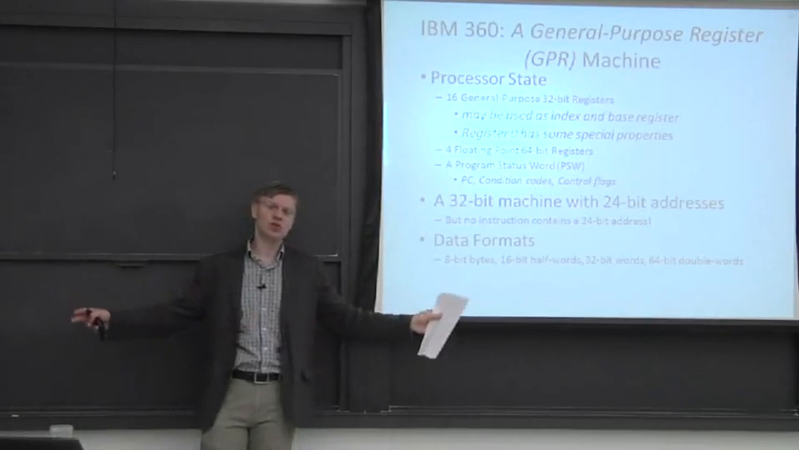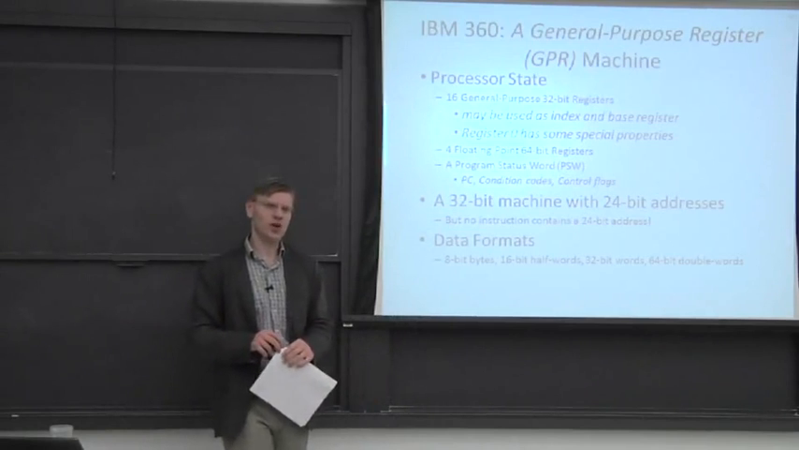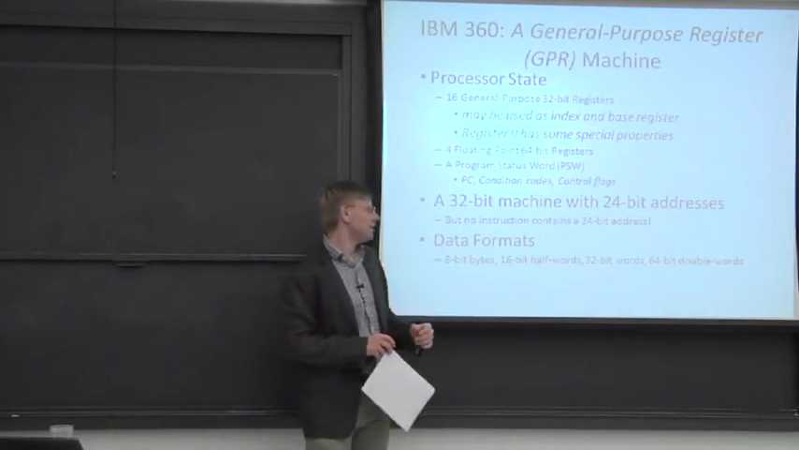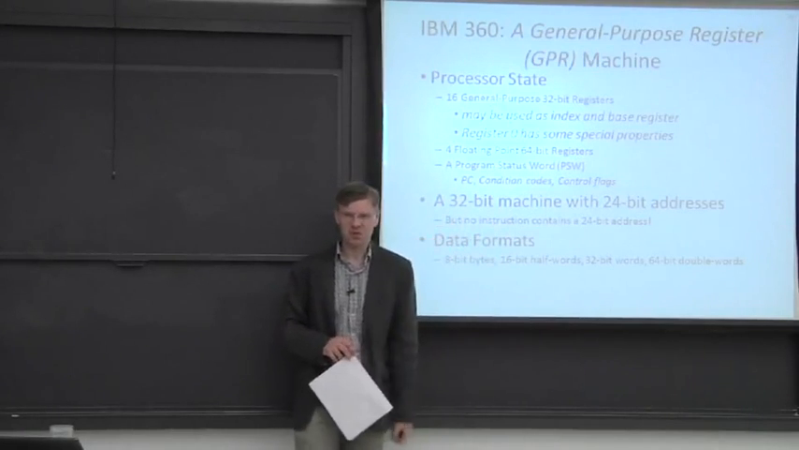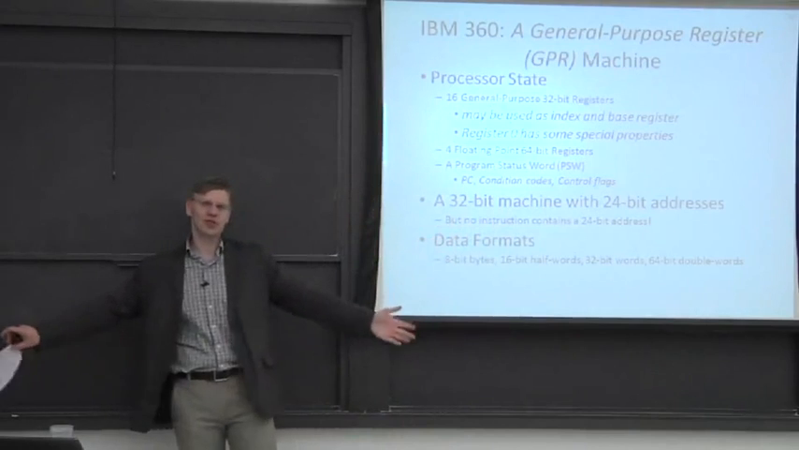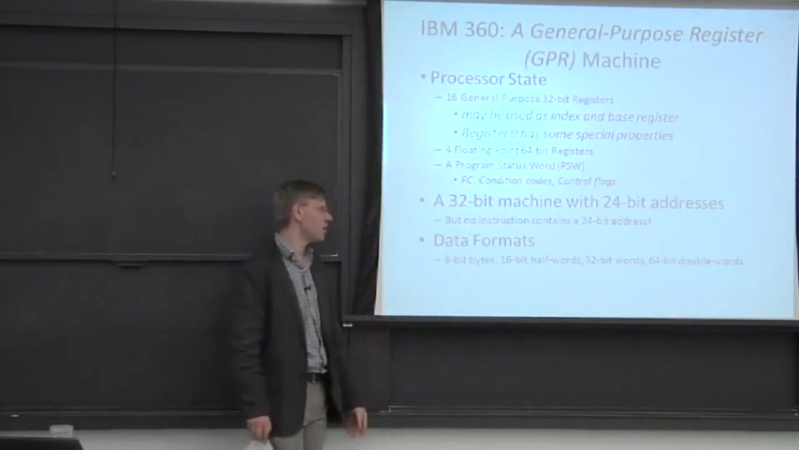And at the time, that was huge. So 2 to the 24 was a very large number. Nowadays, it's not so large, and they've since expanded that on the IBM 360 successors. But they thought it was good for many, many years. And it was good for many, many years.